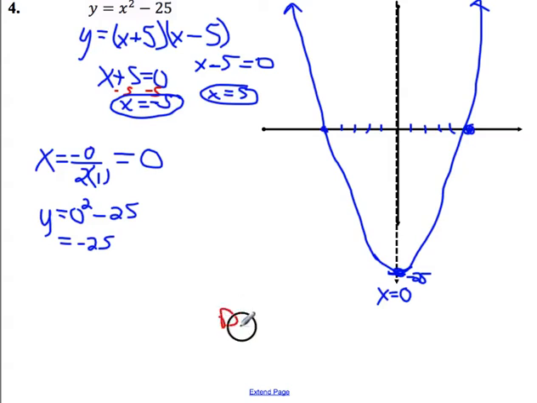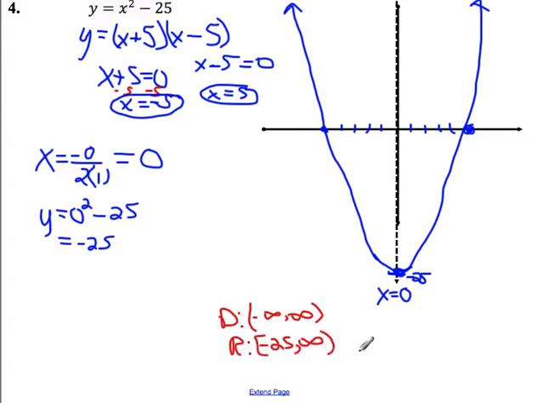Domain and range. Once again, domain is going to be everything for parabolas. When you have quadratics, it's everything. For other functions, it's not always that way. So domain is going to be negative infinity to infinity. The range, what have we got here? This one starts at some value, negative 25, right? It's actually there, so bracket negative 25 up to infinity.